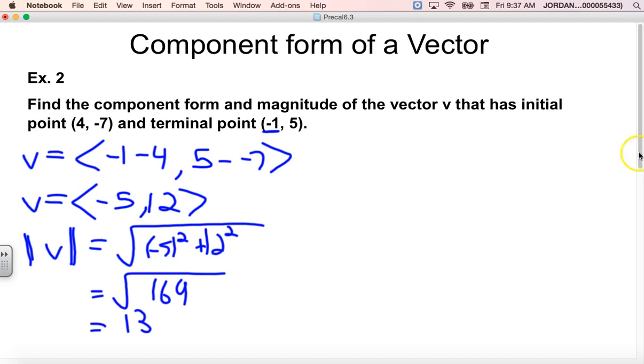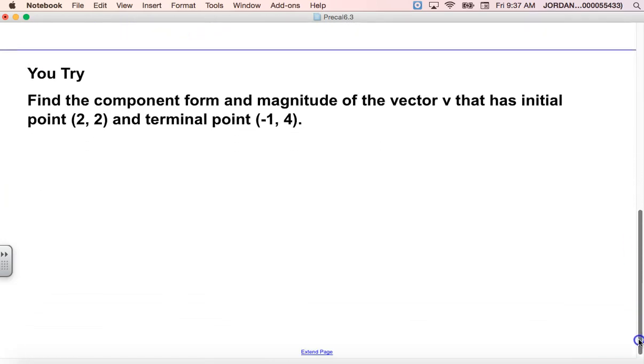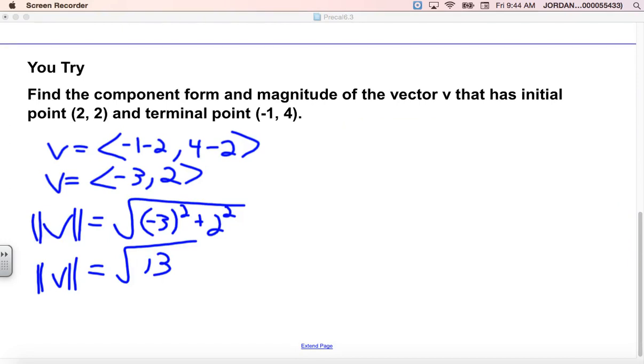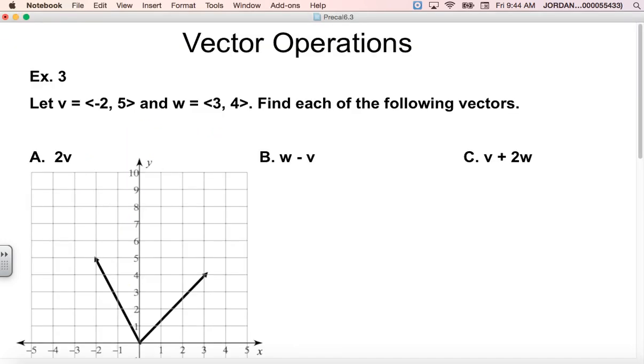Now, see if you can find the component form and the magnitude of this vector right here. All right, so you can see the component form for this vector v is -3, 2, and the magnitude is the square root of 13. All right, so let's go on and look at vector operations, so adding, subtracting, multiplying vectors.